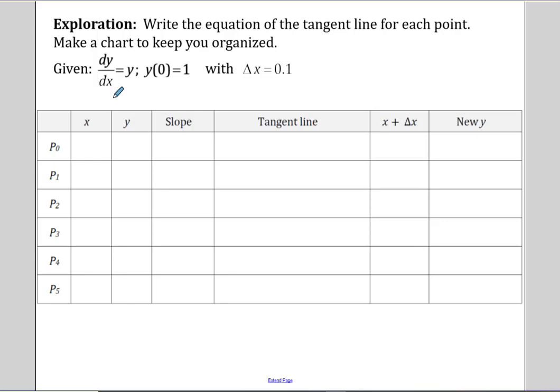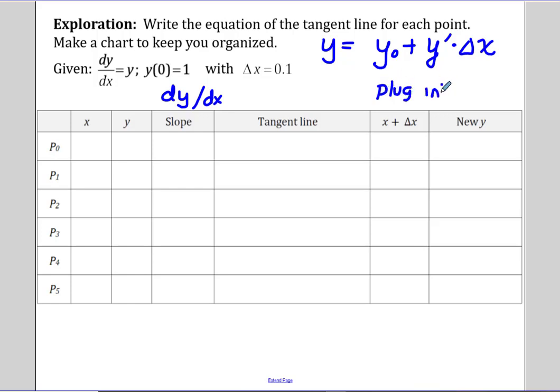So let's say we want to start off, and I'm going to remind us of the equation for the tangent line. So y is equal to y sub naught plus the derivative, or the slope of the tangent line, times the delta x. And that's what we're going to use here in the tangent line. And the slope is our dy dx. And we're going to take the change here and plug this number into the tangent, and it's going to give us this new y value.